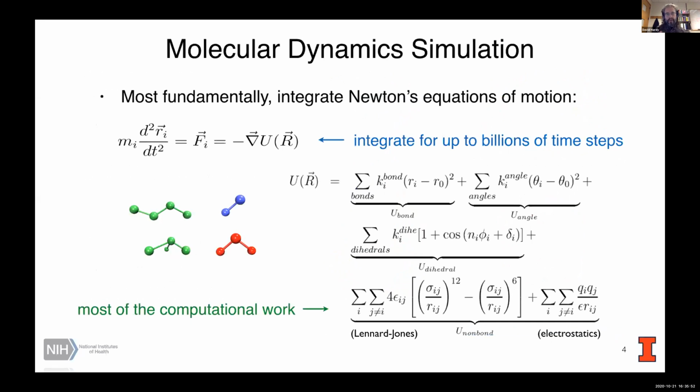So when we're doing molecular dynamics simulation, at its most fundamental level, we're integrating Newton's equations of motion. This is just a system of ODEs that we're integrating in time, but up to billions of time steps. And most of the computational work is in calculating the forces between atoms. And in fact, the most expensive part of that are the non-bonded forces that are due to Lennard-Jones and electrostatics.